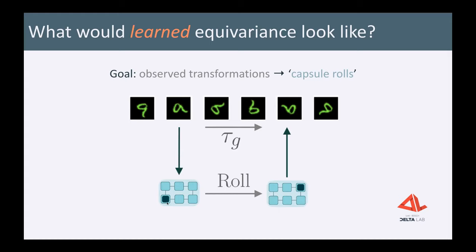So this is the goal, and we can imagine doing this in a supervised fashion by, for example, encoding the nine, rolling our capsule, and then decoding a rotated nine, and encouraging the network to match those two. People have done this, and they call this an equivariance loss. But what if we wanted to do this unsupervised, such that we can just provide sequences of images with transformations and observe what happens?